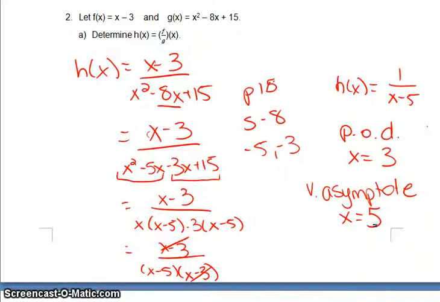It's going to be awesome. Alright, so let's scroll on down and move on to part B. We're going to be graphing all three of these functions. It's going to be awesome.